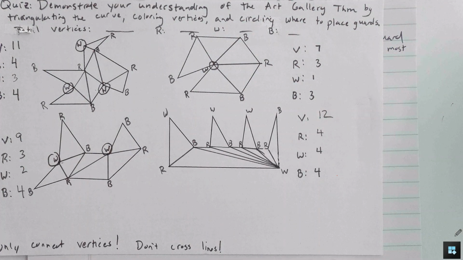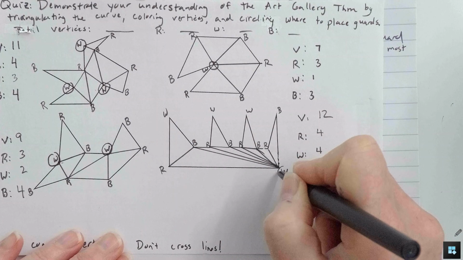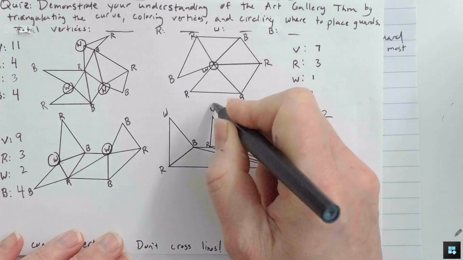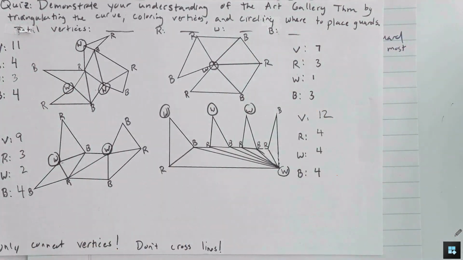So this one needed 4 cameras, regardless of which corners you pick. I'm just going to pick white because they're easiest to circle, but you can pick another color.